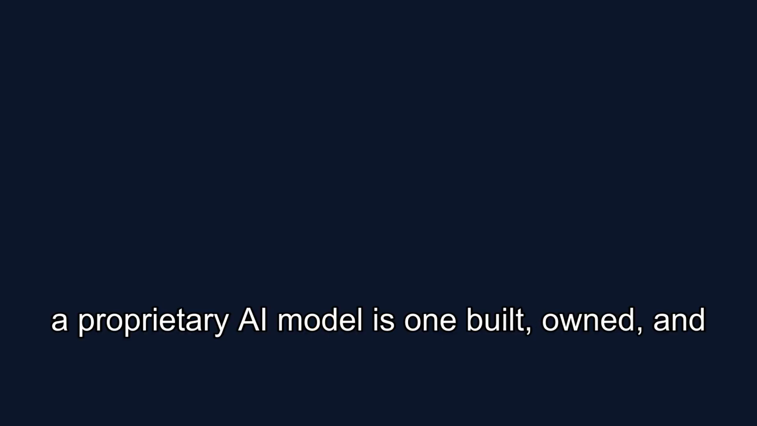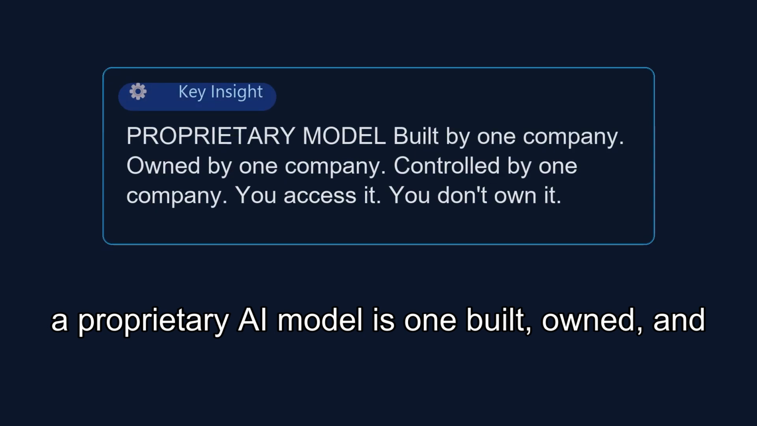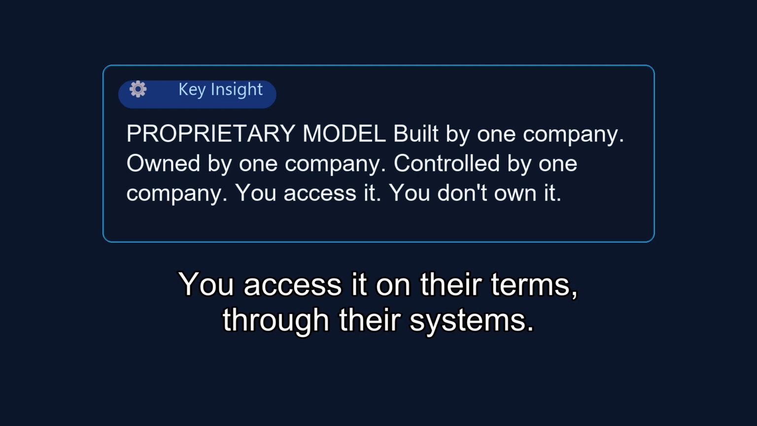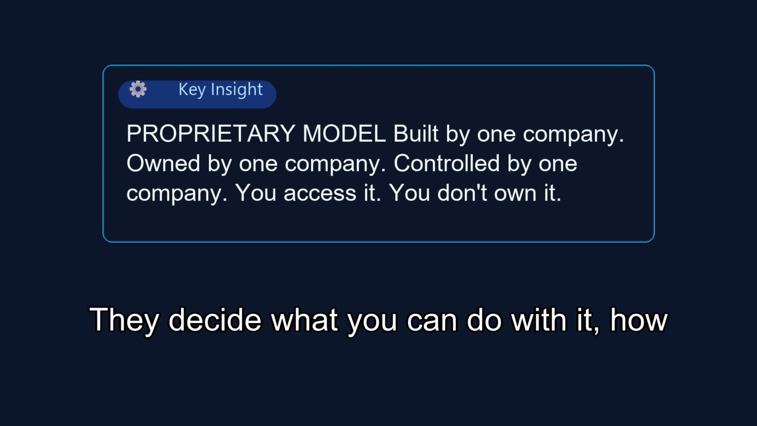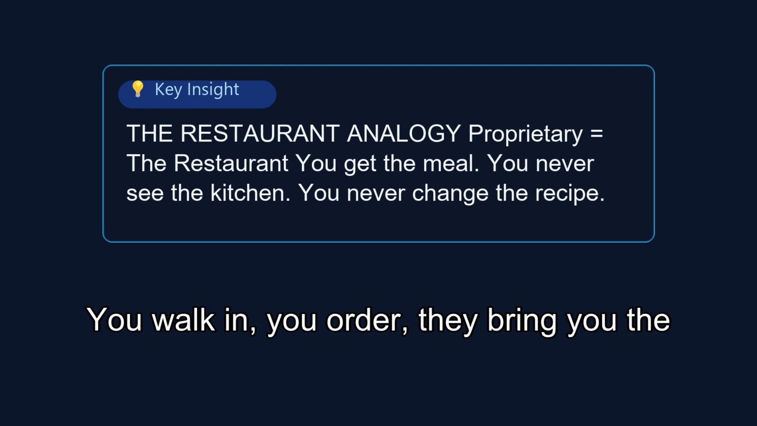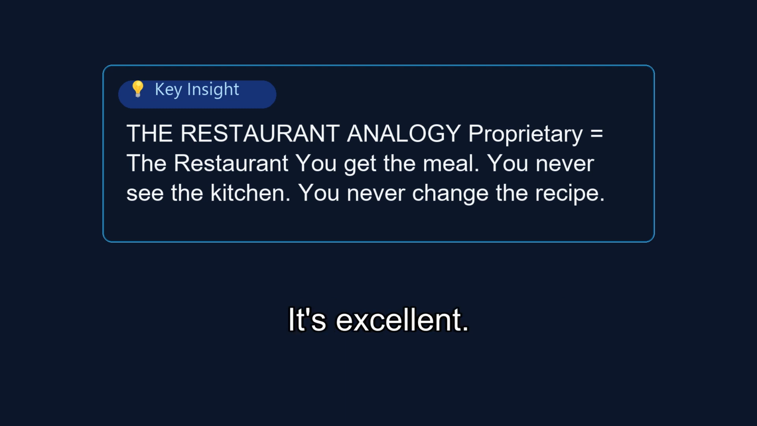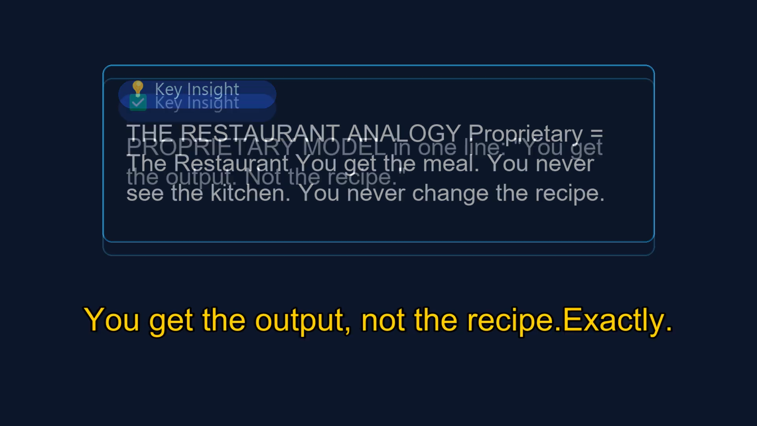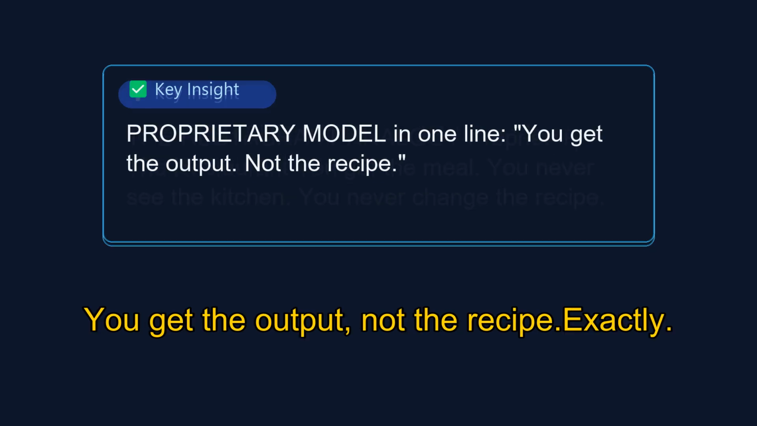Okay, what's a proprietary model? So, a proprietary AI model is one built, owned, and controlled by a single company. You access it on their terms, through their systems. They decide what you can do with it, how much you pay, and what you never get to see. Think of it like a restaurant. You walk in, you order, they bring you the meal. It's excellent, but you are never, ever seeing the kitchen. Right. You get the output, not the recipe.